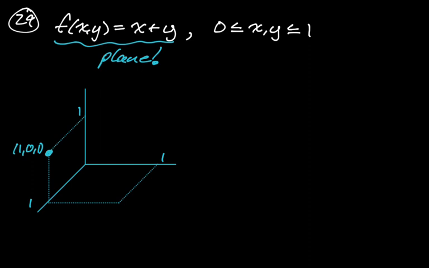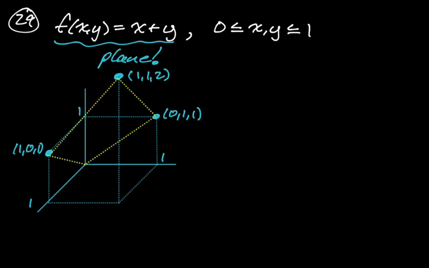When y is 1 and x is 0, z will be 1 also. So we'd be at the point 0, 1, 1. The origin, 0, 0, definitely gives us 0. And then if x and y are both 1, we will get z as 2. So we'll be up here at 1, 1, 2. So I'm going to try to draw the plane. It's not going to look good. There we go. That's my plane.